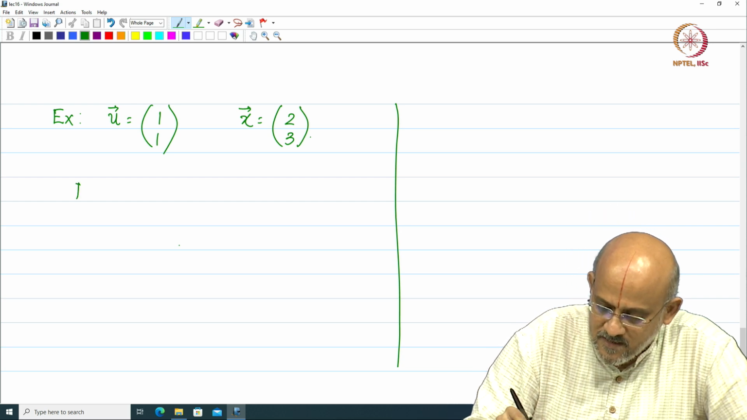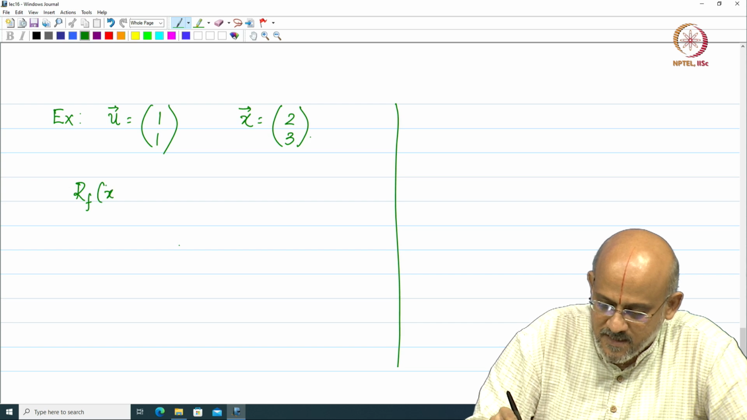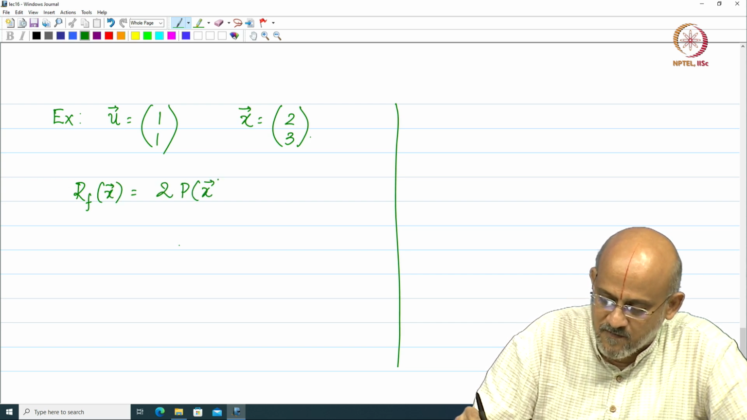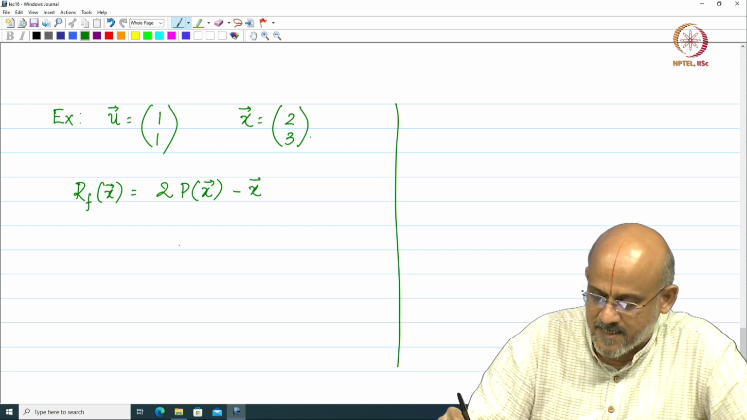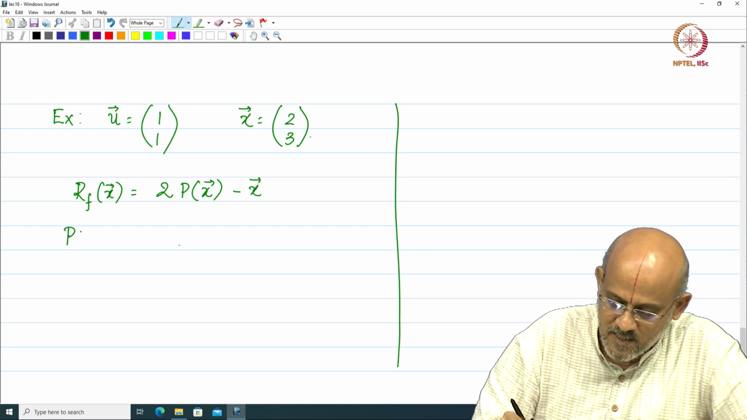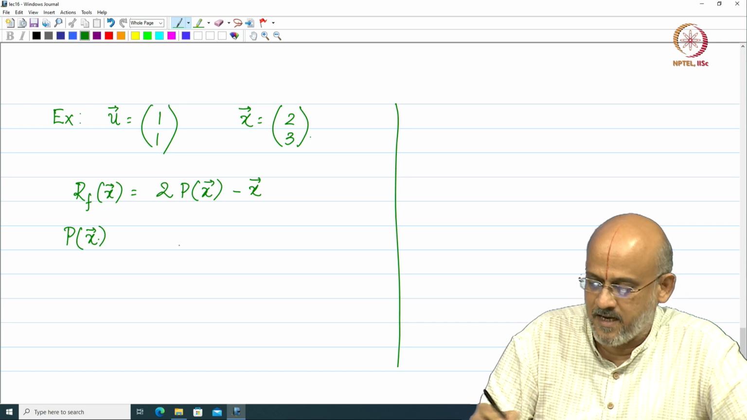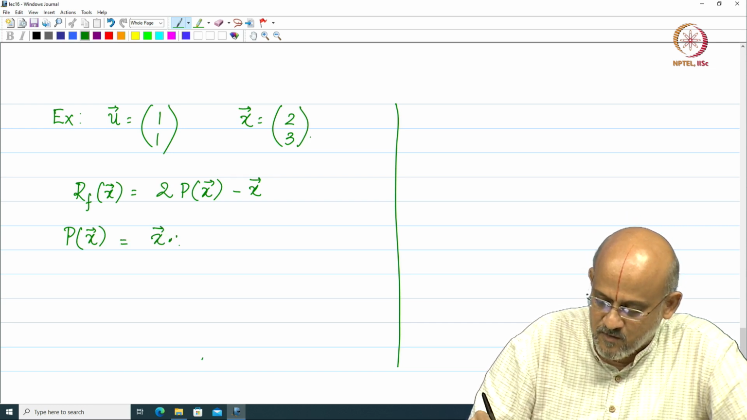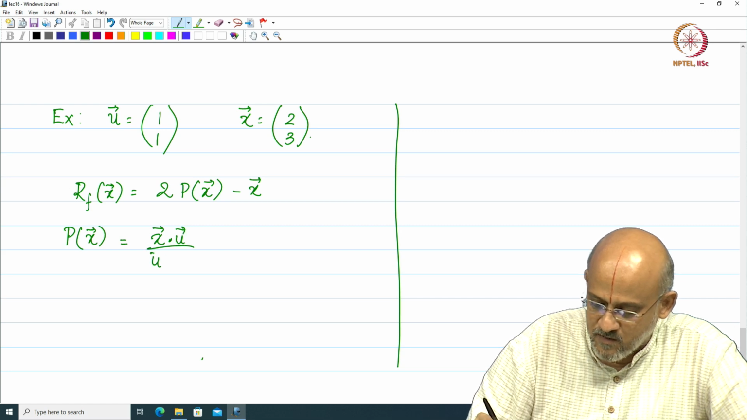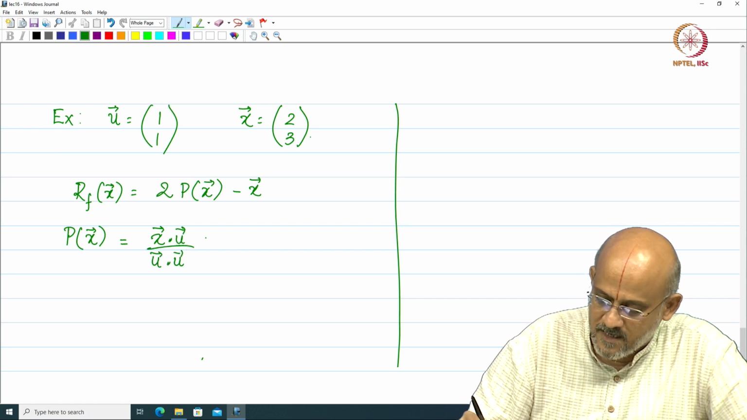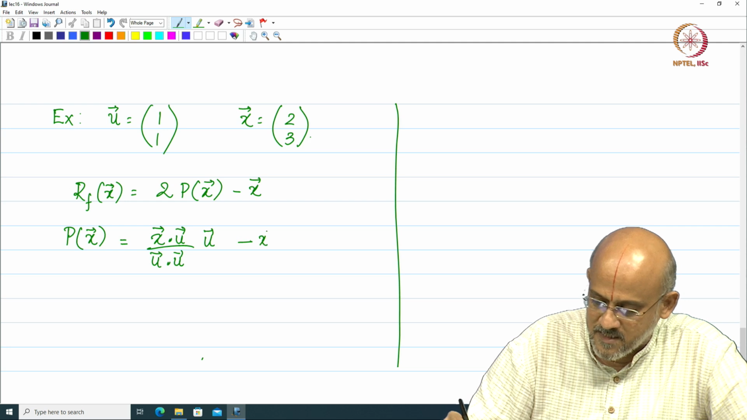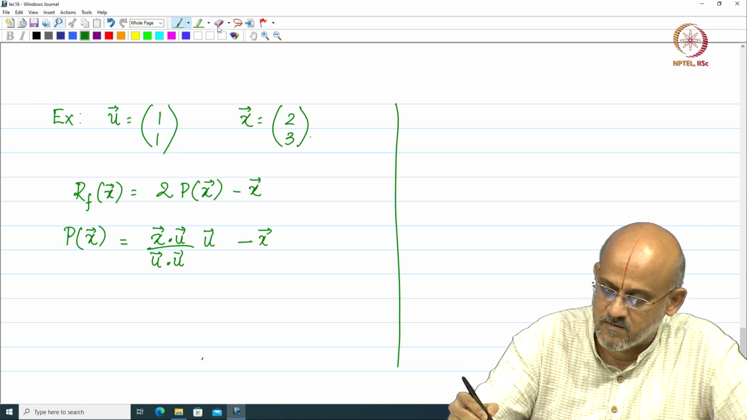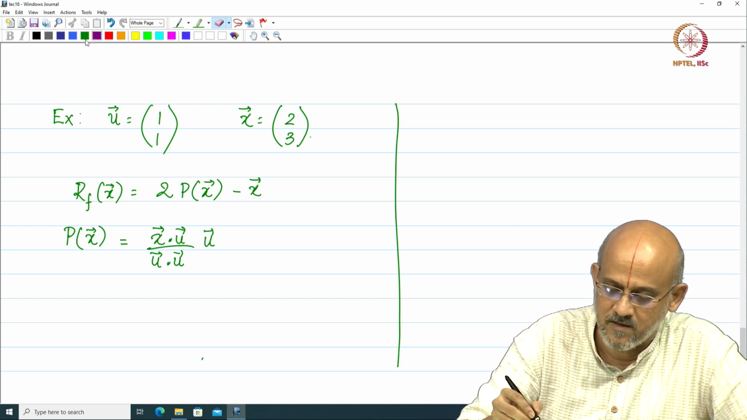So, how did we define this? We know that RF of x is equal to 2 times the projection of x along the direction of u minus the vector x. Now, what is the projection of the vector x along the direction of u? We already know this. This is nothing but x dot u divided by u dot u, in the direction of u, and we have minus the x vector. So, let us see what it is.